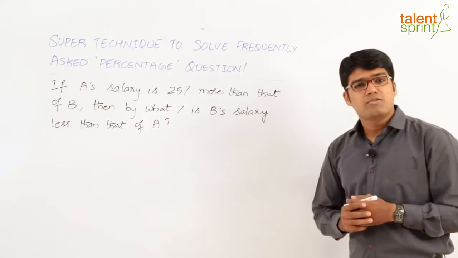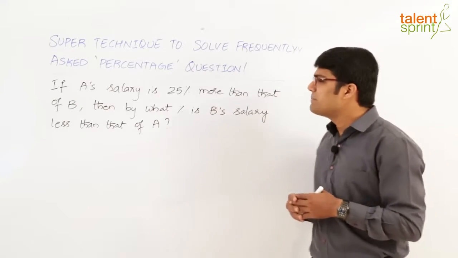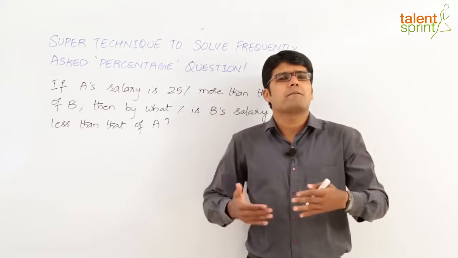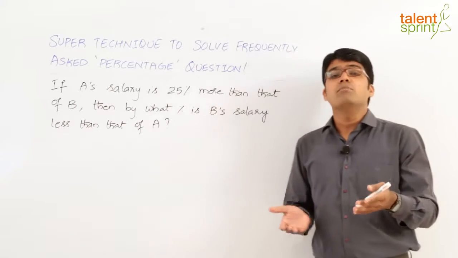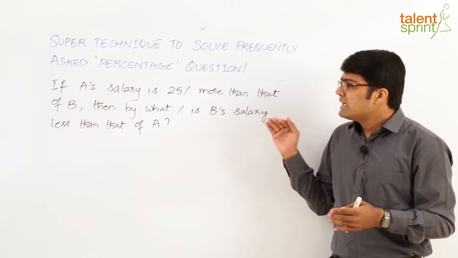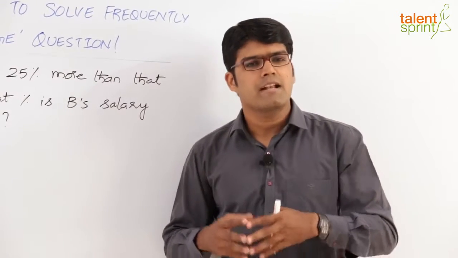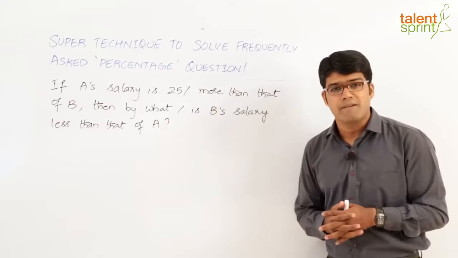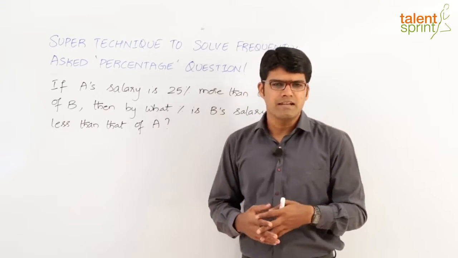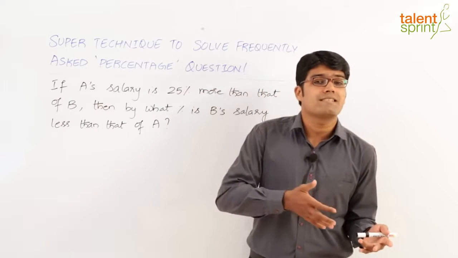If A's salary is 25% more than that of B, then by what percentage is B's salary less than that of A? So the question says A is 25% more than B and we need to find out B is what percentage less than A. Now let me tell you that definitely for this question, one of the answer options would be 25%. In fact, I would say the first option itself would be 25% because most of the students feel that 25% is the answer here, right? Because A is 25% more than B, so obviously B is 25% less than A.